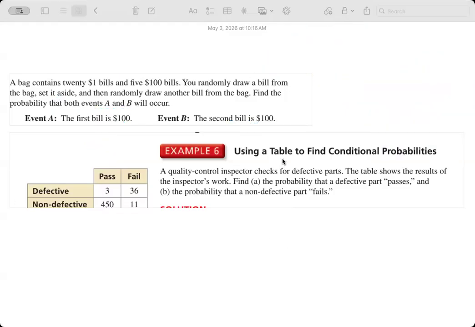Okay. So using a table to find conditional probability, it gives everything. A quality control inspector checks for defective items. The table shows the results of the inspector's work. Find the probability that a defective part passes. We know that it is already defective, but we have to find the probability of it passing. For these cases, the raw way of doing it is to write it out. I know that this is a conditional, dependent probability problem, so I would write it out first.